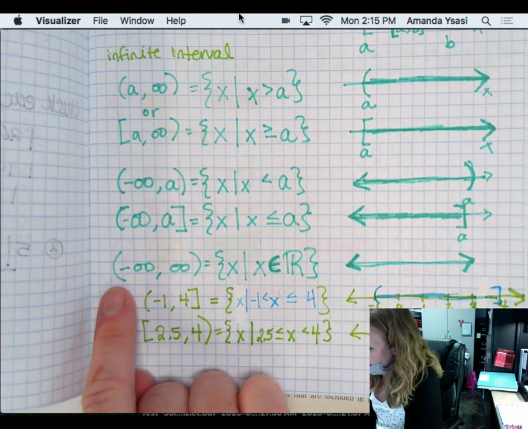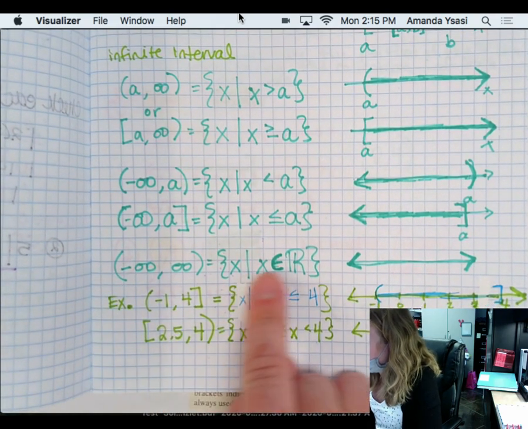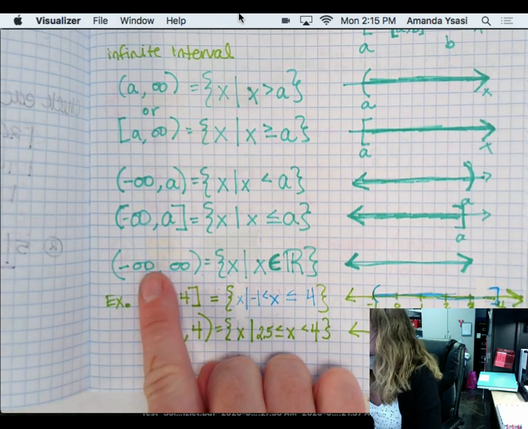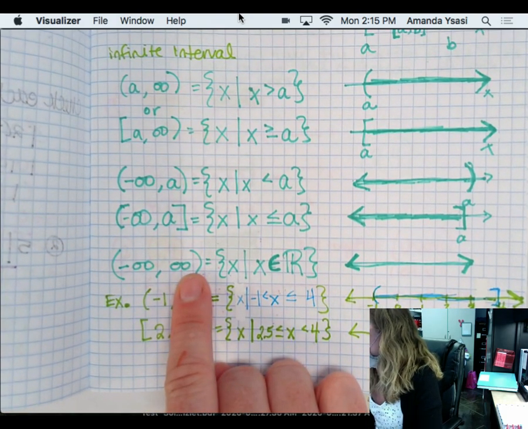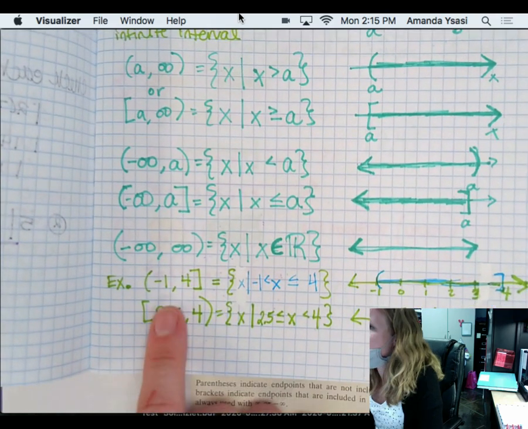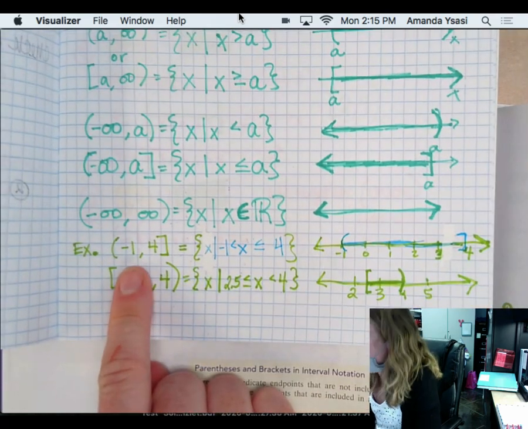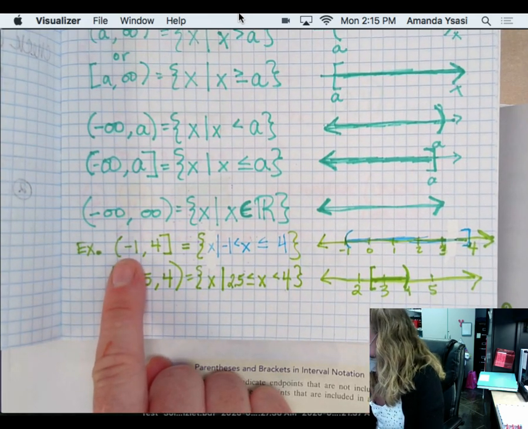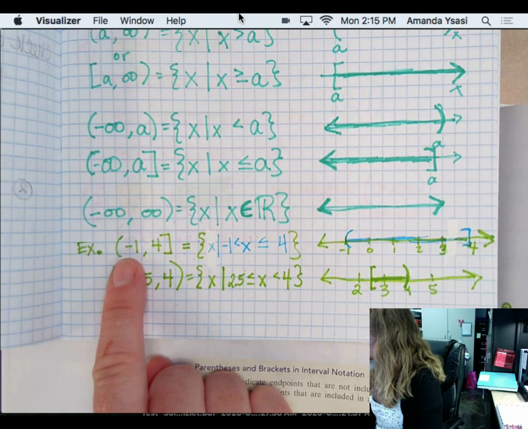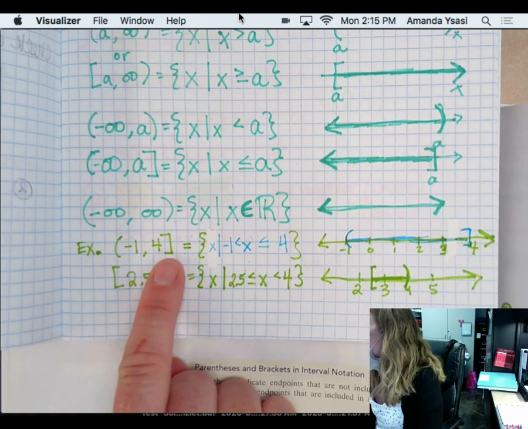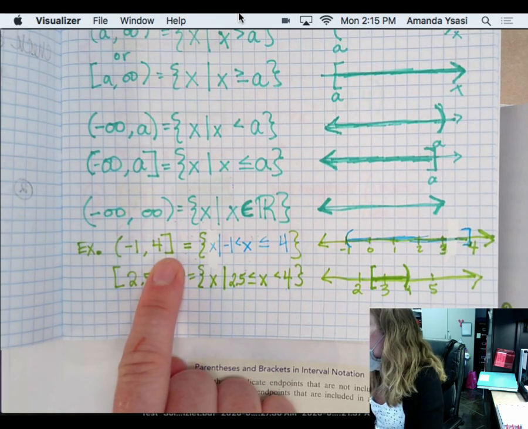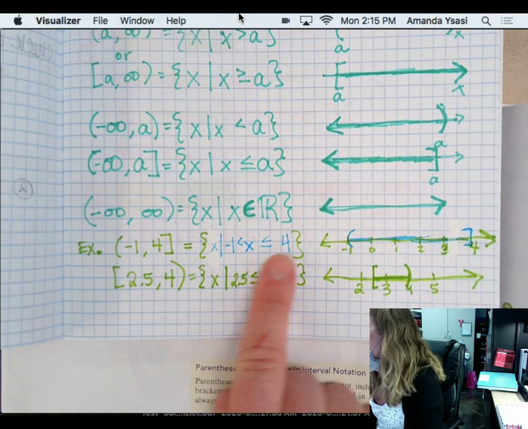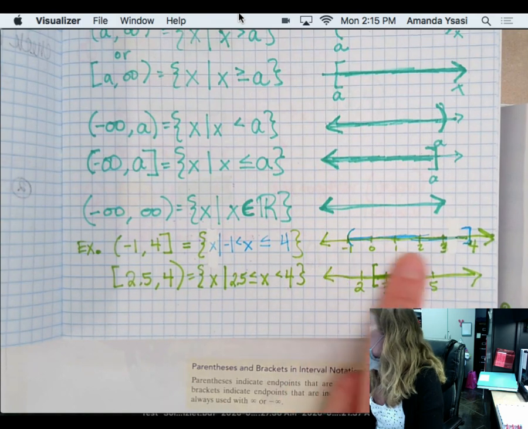And then an infinite interval where it includes all real numbers is where it goes from negative infinity to positive infinity. So an example would be this. Negative 1, 4. So we have the parentheses. So that means negative 1 is not included, but 4 is. So X is between negative 1 and 4. So we put a parentheses here and a bracket here.